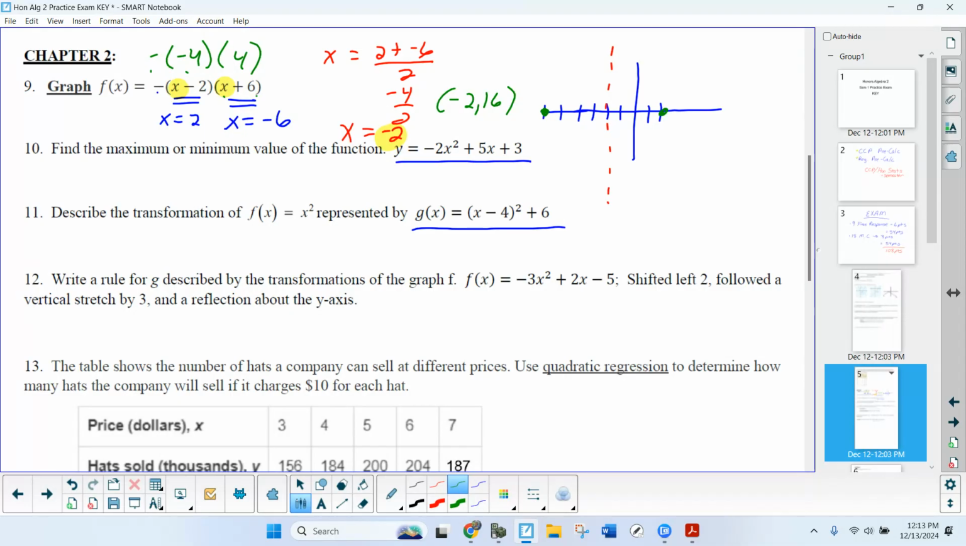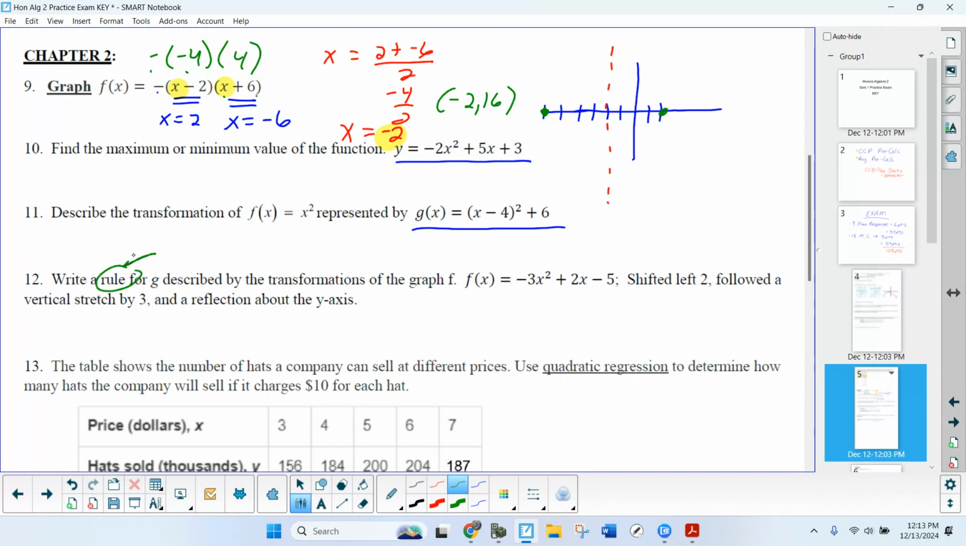Can you use your calculator for that one? Yeah. How do you use your calculator? Put it into y equals and do second calc maximum. Yeah. Okay. How about 11? We already talked about that one. 12. Okay. Write a rule.